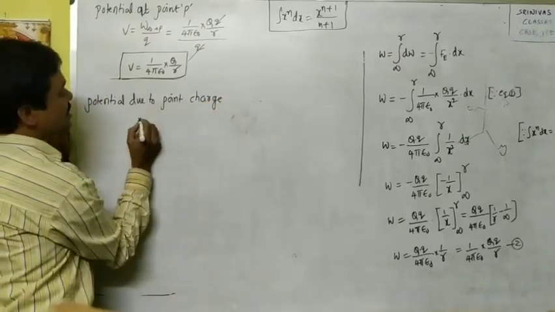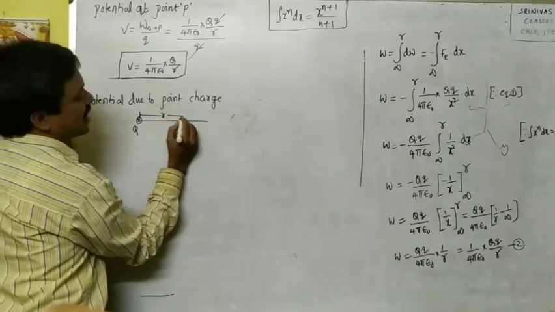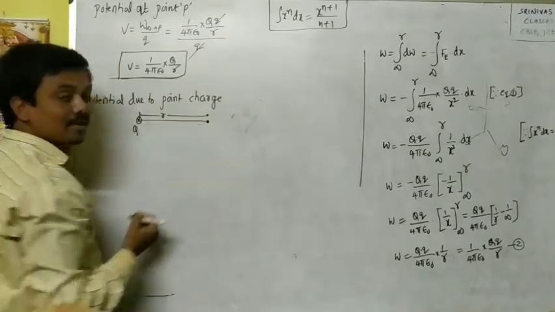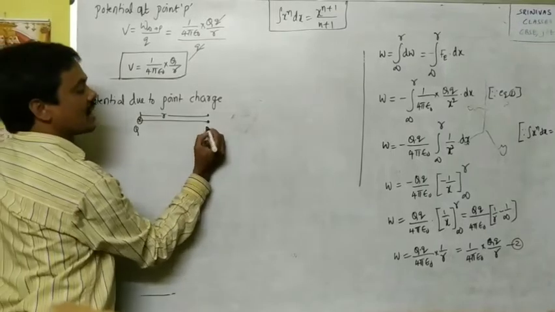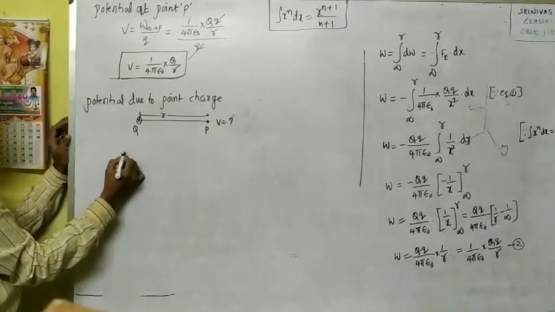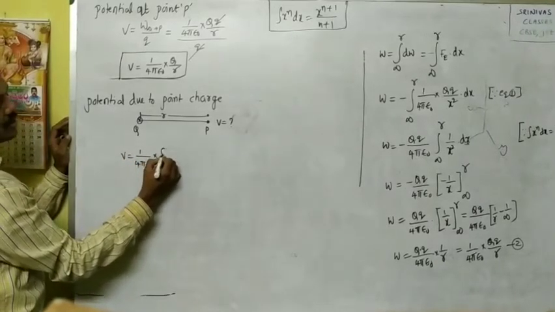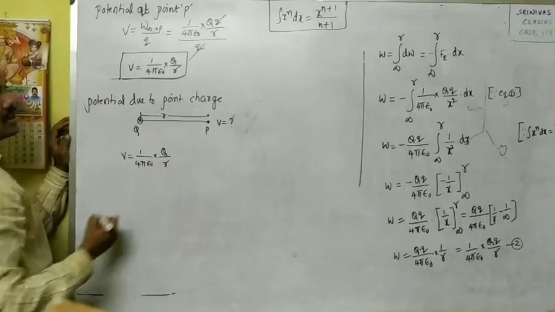This is a point charge, capital Q. At a distance R, at point P, we derived the potential formula. What did we get? 1 by 4 pi epsilon naught into capital Q by small r.